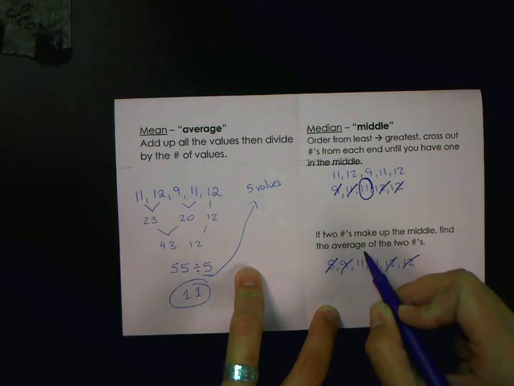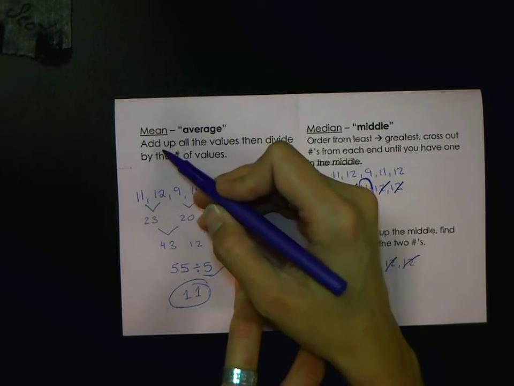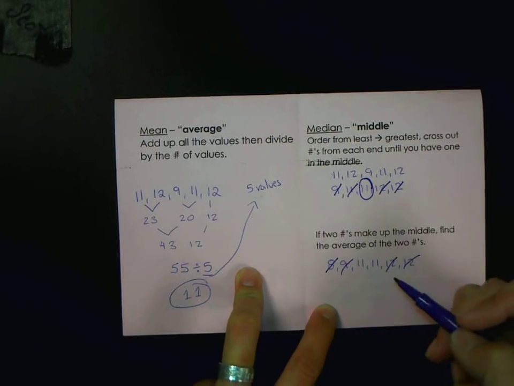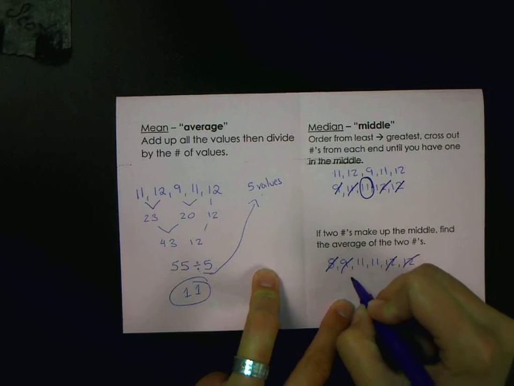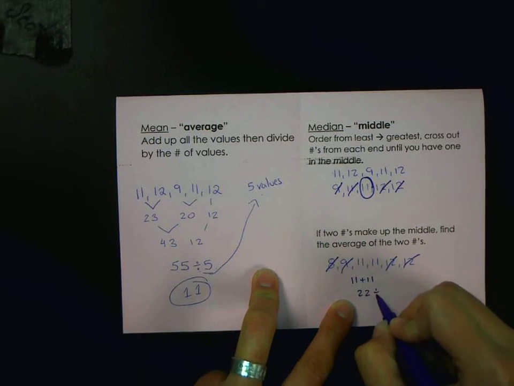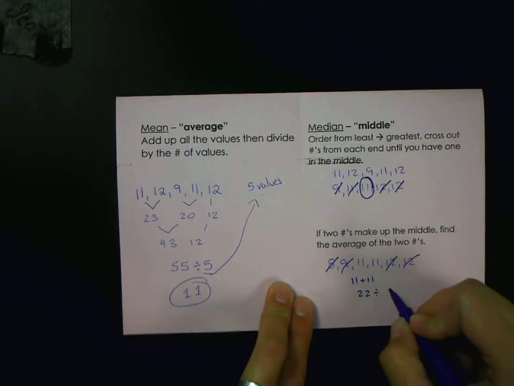Okay, so I'm going to do 11 plus 11. That's 22. And I'm going to divide it by the number of values. I have 2 values here, so I'm going to divide that by 2. And I actually get 11. So I happen to still get 11. It won't always work out that way, but in this case, I still got 11.